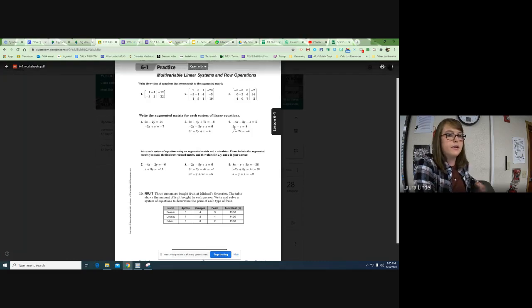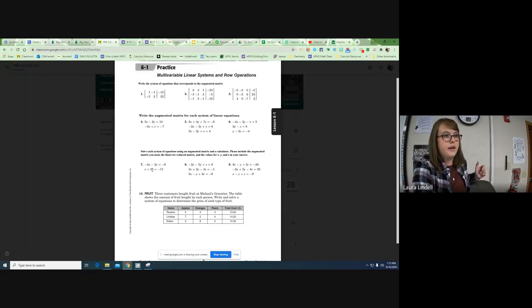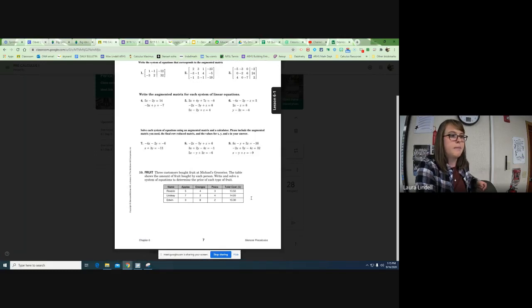Then for 4, 5, and 6, you're going to do the opposite. You're going to make the equations into an augmented matrix. And then for 7, 8, and 9, you're going to do what we did in our examples. So you're going to put them into an augmented matrix, then row reduce them in your calculator, write down what the final row reduced matrix is, and then tell me what the values are for x, y, and z. And then the last one's a little bit of a challenge. I mean, it shouldn't be super challenging because it already looks a lot like a matrix, but put this data into what you think it would look like as a matrix.